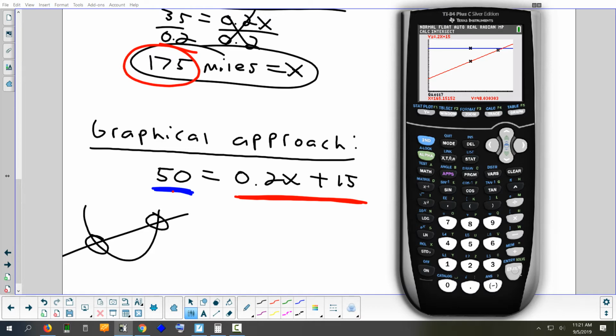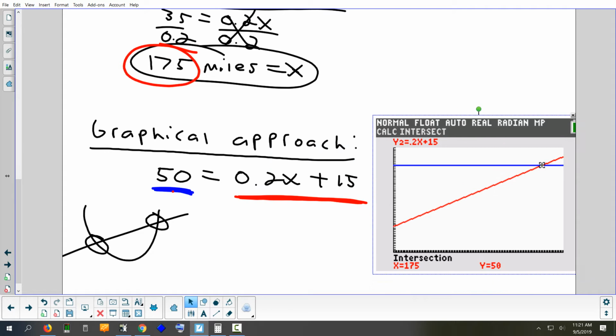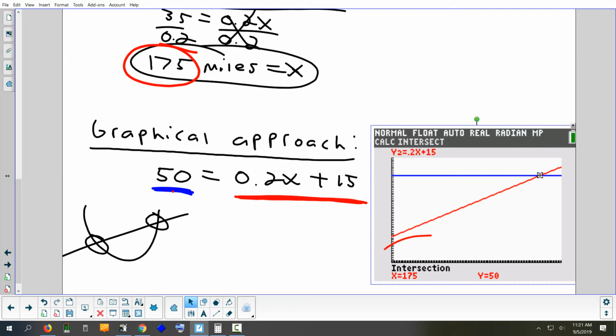Okay? And then you hit enter, and it tells you the intersection is when x equals 175, which is exactly what we got. 175 miles. Okay. Questions on how we did that intersection?